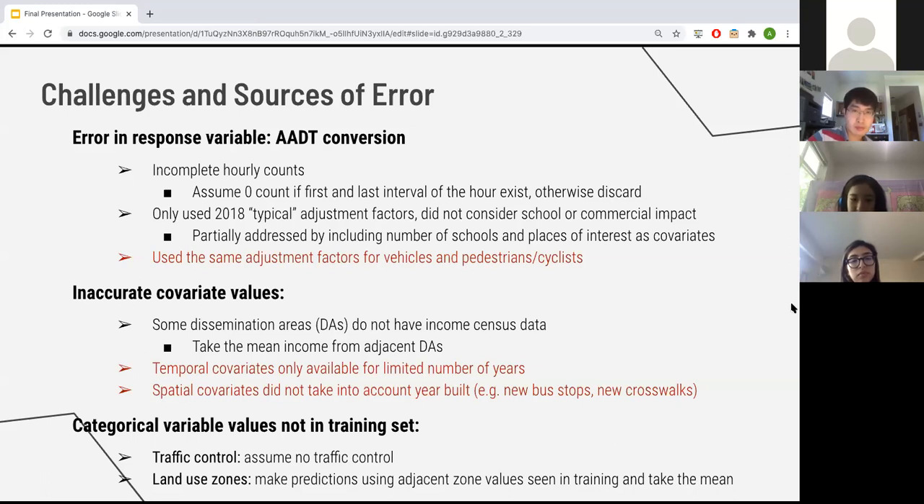And finally, since training data is only 7% of all intersections, there are categorical variables with values not seen in the training set. For traffic control, since the major types of traffic control were in the training data, we just grouped any special types of traffic control like speed hump and diverters into no traffic control category. And for land use zones, we took an approach similar to KNN, where we make predictions using adjacent zone values seen in the training data and take the mean of the predictions.